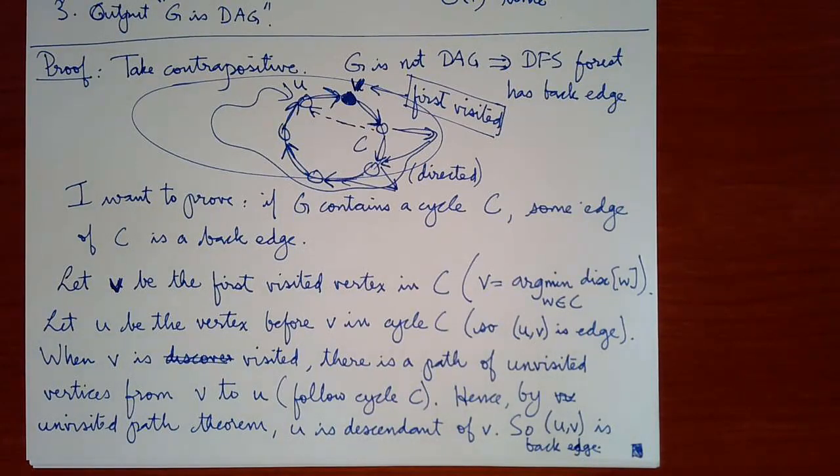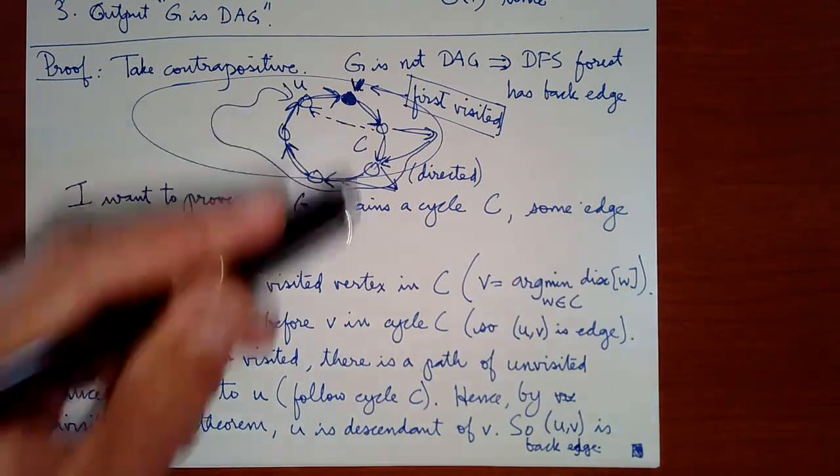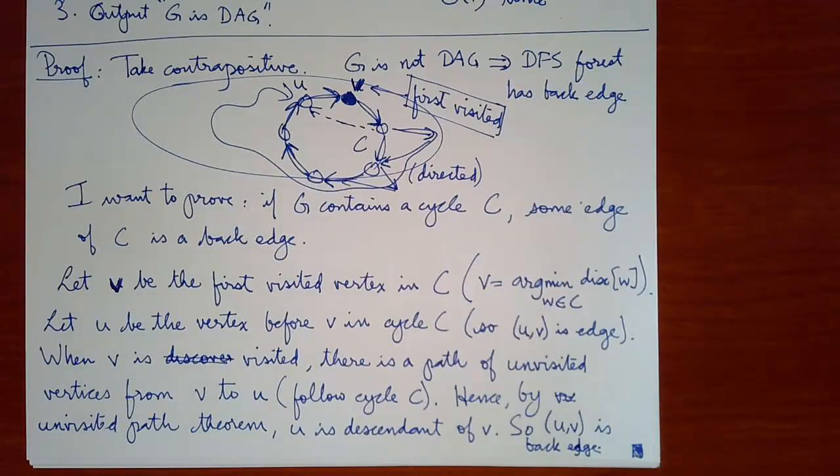Otherwise, it actually becomes quite complicated. Otherwise, in some sense, you will implicitly prove the unvisited path theorem. Okay, any questions?